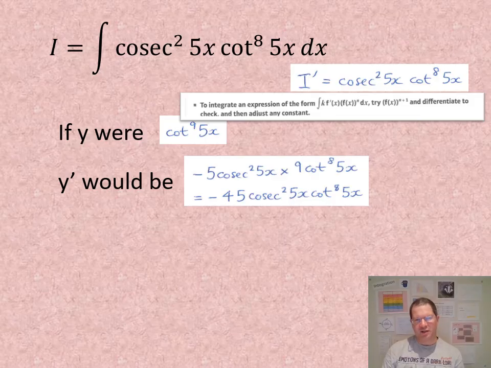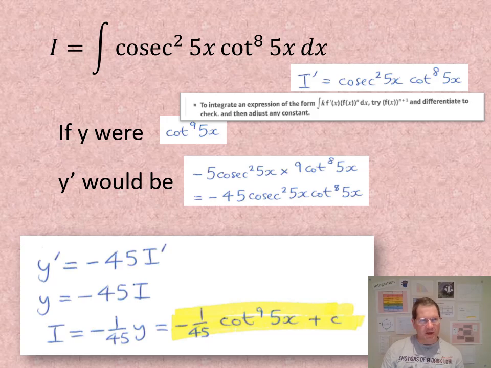When we differentiate cot 5x to the power of 9, we get minus, because it begins with c, times 5, because there's a 5x in there, cosec squared 5x, because of the chain rule, times 9 cot 5x to the power of 8, which can be simplified to minus 45 cosec squared 5x cot to the power 8 of 5x.